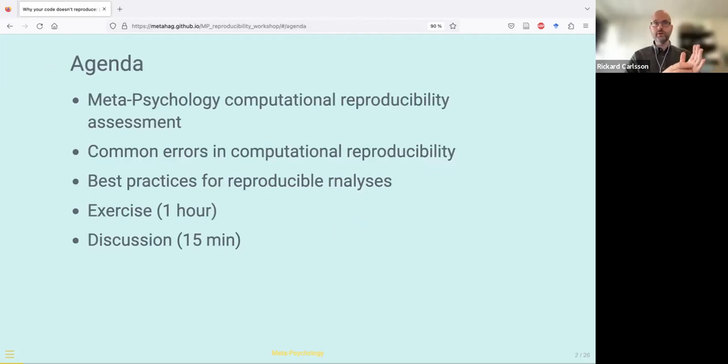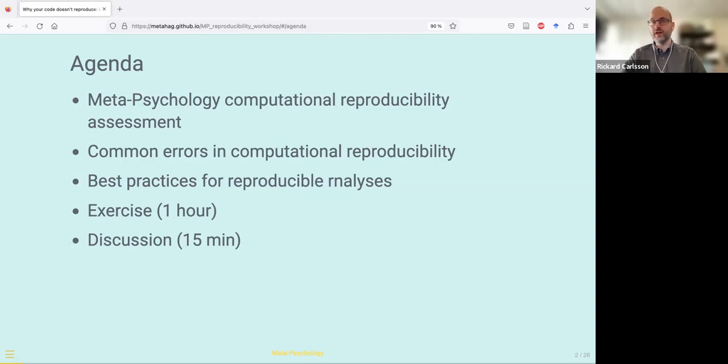So we're going to talk a little bit today about our computational reproducibility assessment, or what we like to call repro checks, at Methodology. We're going to talk about common errors in computational reproducibility, based a lot on the errors we see when we look at the submissions we have. And we're going to look at some of the best practices that we have discovered for how to make the analysis reproducible.